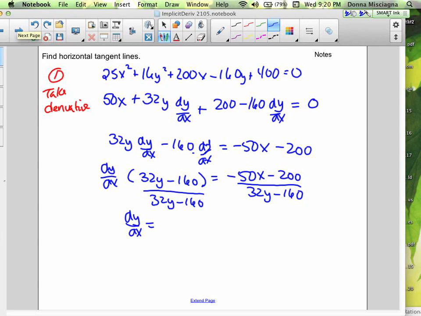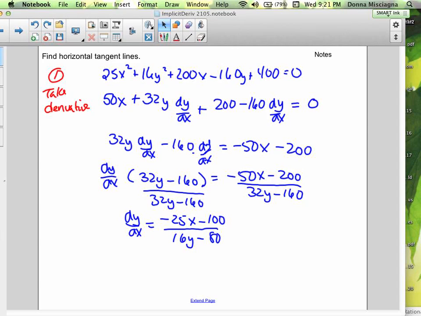and we should really reduce this. They're all divisible by 2. They'd be divisible by 10 if it wasn't for the 32, but all of the terms are divisible by 2. So this would be negative 25x minus 100 divided by 16y minus 80. There we go. So there's our derivative.